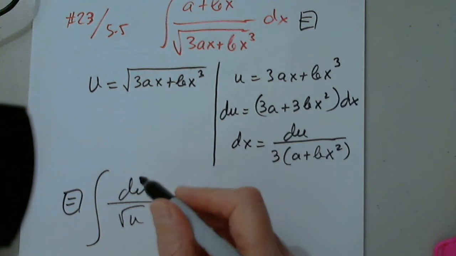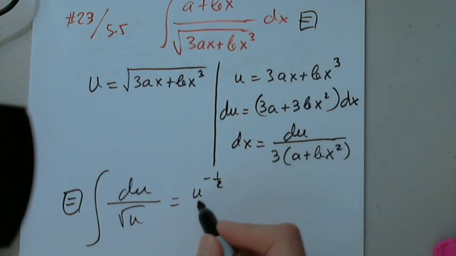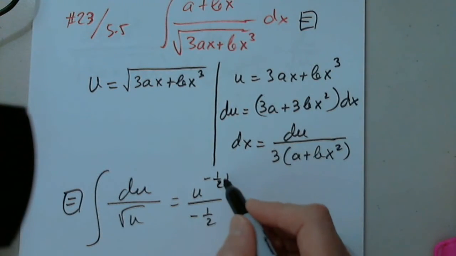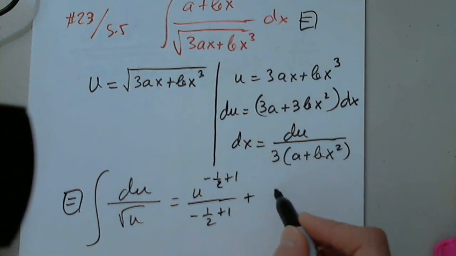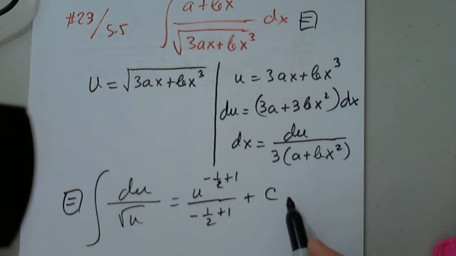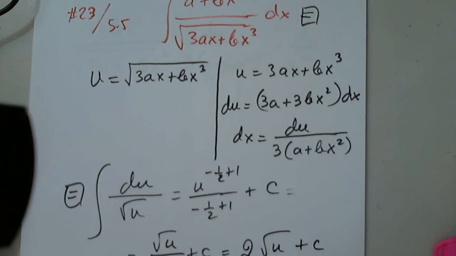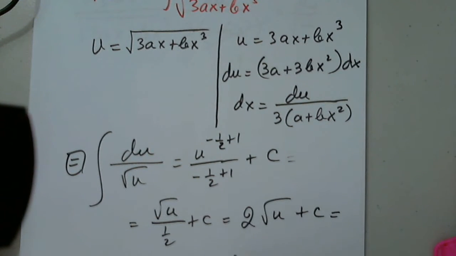So this becomes u to negative 1/2, u to negative 1/2 over negative 1/2 plus 1, of course, and then plus a constant c. So this becomes the square root of u divided by 1/2 plus a constant c, or 2 the square root of u plus a constant c, and I go back to u. So this is 2 the square root of 3ax plus bx^3 plus a constant c.